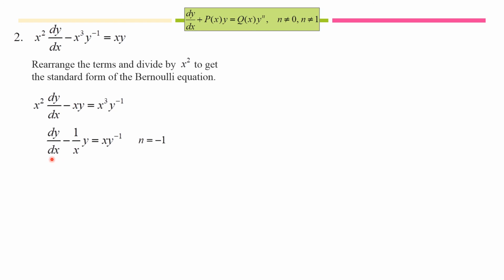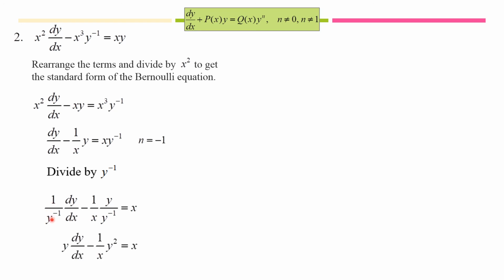Let us proceed to solve this standard Bernoulli equation by dividing the whole equation by y to the power of negative 1. So 1 over y to the negative 1 times dy/dx, minus (1/x)y divided by y to the power of negative 1, equals x. So 1 over y to the negative 1 is the same as y over y to the power of negative 1, which is the same as y squared.